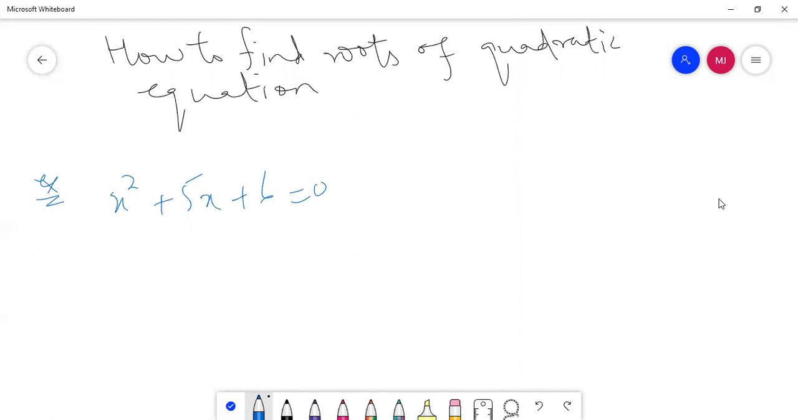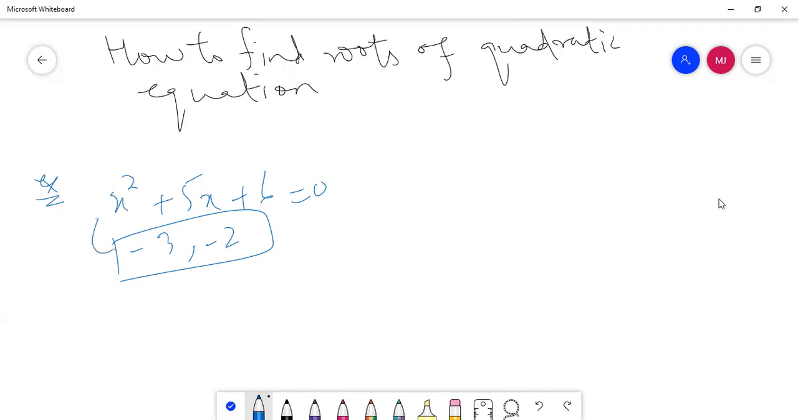Here the roots are -3, -2. I am telling you because I know the answer. I will tell you later how to find these values. Okay, what does this mean that -3 and -2 are the roots of this equation?